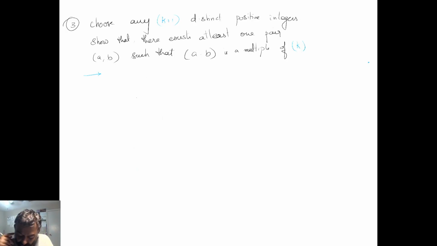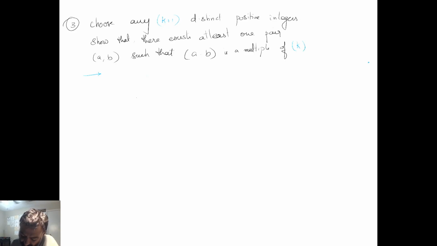It says that I have to choose any k plus 1 distinct positive integers to show that there is at least one pair such that a minus b is a multiple of k. Oh, I think this is not difficult, right? It has to be a multiple of k. Okay, so multiple of k means multiple of k. Okay, let me try this.